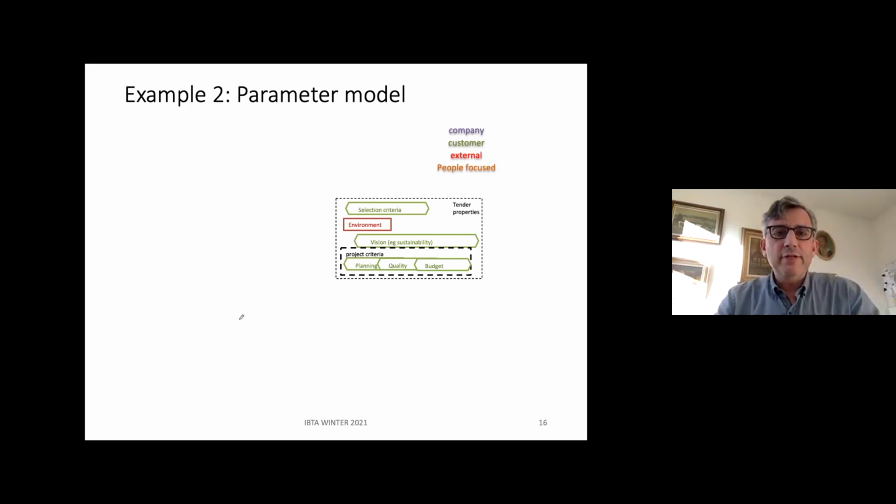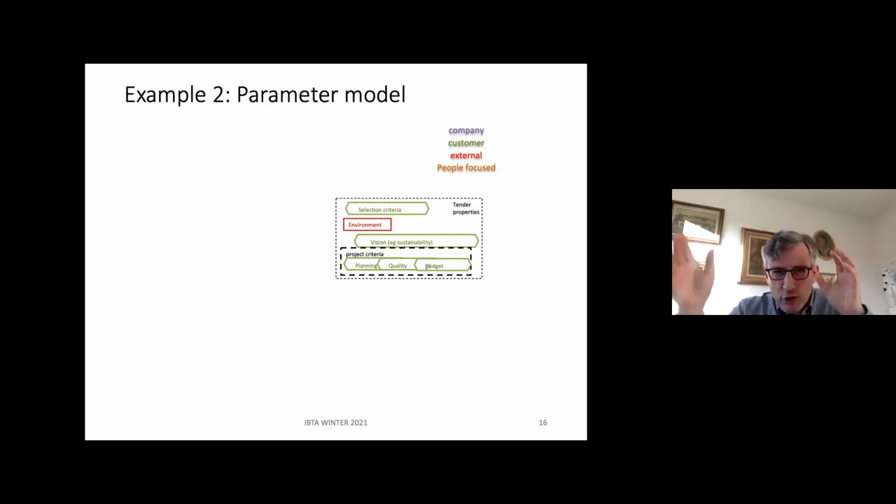The first thing you need to define is the tender properties. The tender properties have a selection criteria. You have to apply to the conditions of the environment. They define a specific environment. You need to have a vision, and this vision needs to be translated into a quality or a planning or a budget. So you need to have a vision on how to build a nice school.